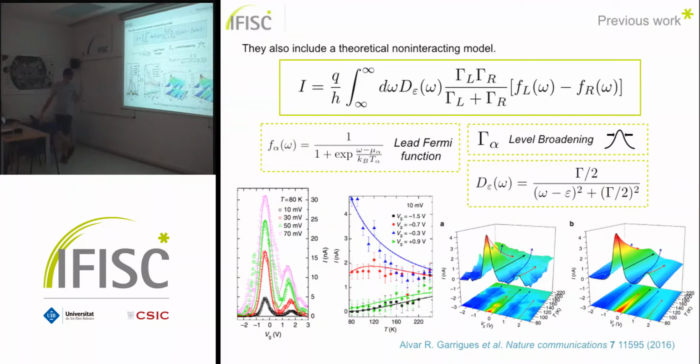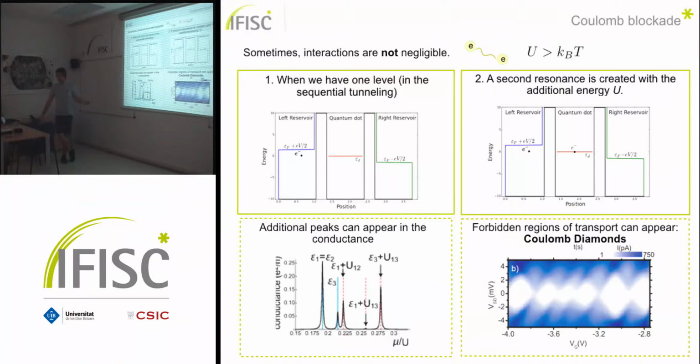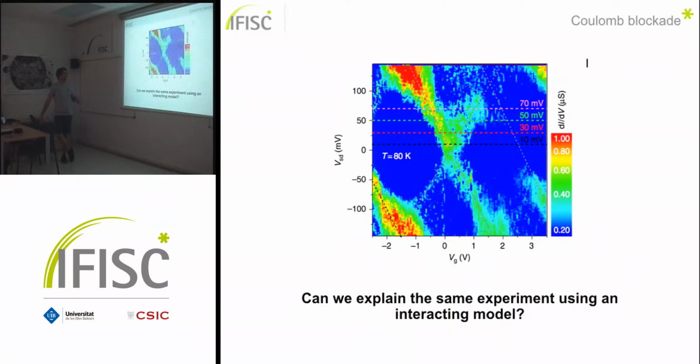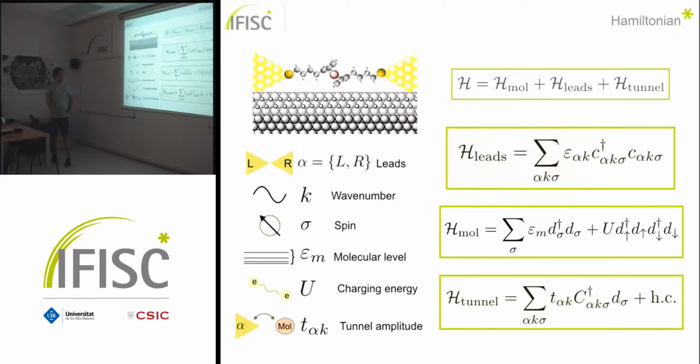As I have explained before, we can have Coulomb blockade effects. Interactions can be important in the nanoscale. Also, this is the conductance between applied voltage and gate voltage, and it seems that there is some kind of diamond shape. So an open question is, can we explain the same experiment using an interacting model? And that's my work.